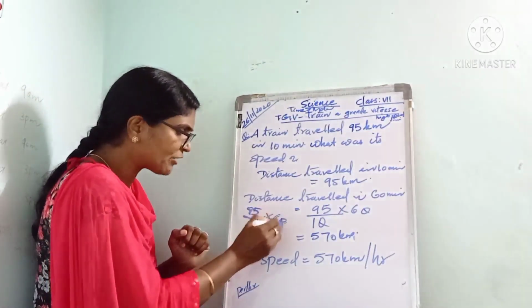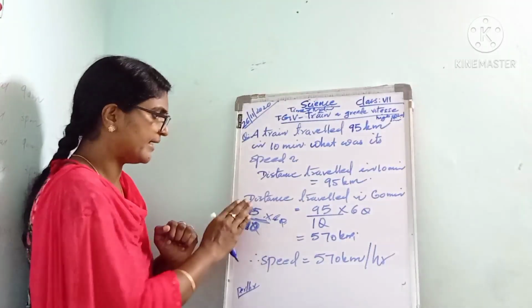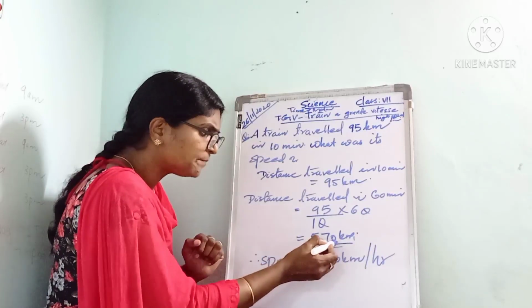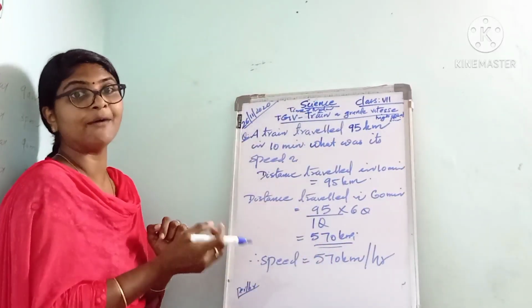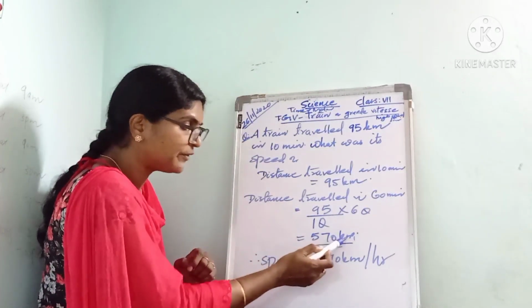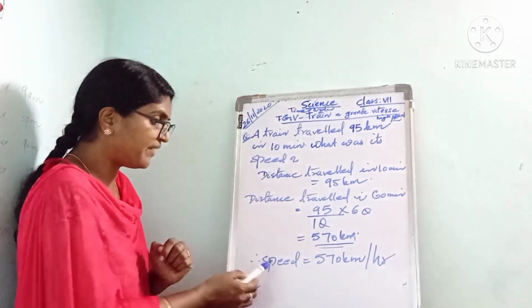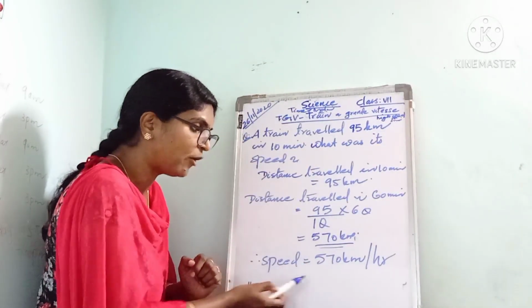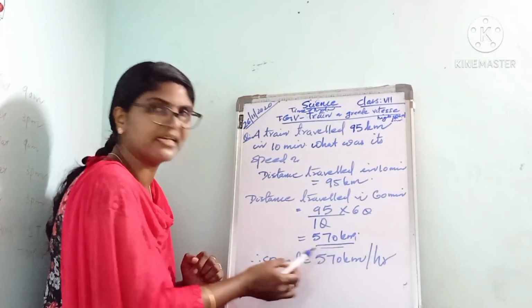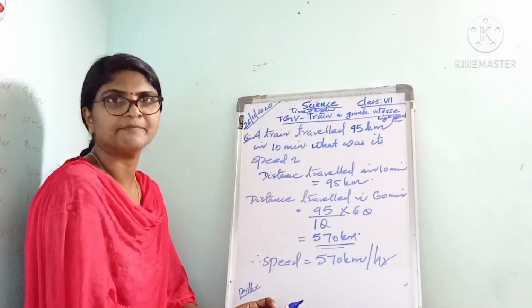This 0 cancels, and 95 into 6 is 570 kilometer. This is the distance traveled by the train per hour, in an hour. So we can write the speed of the train as 570 kilometer per hour.